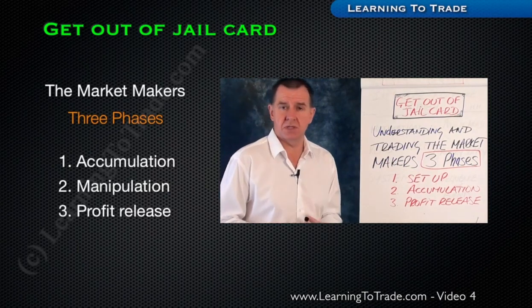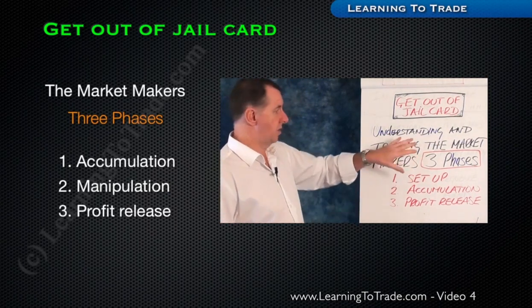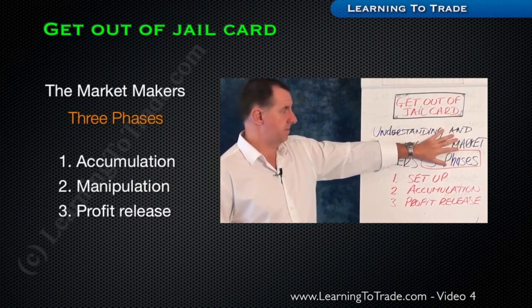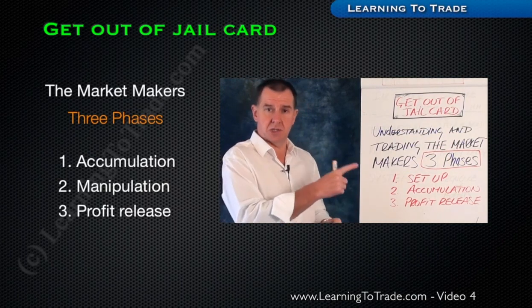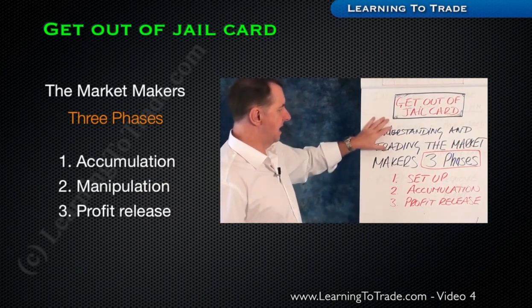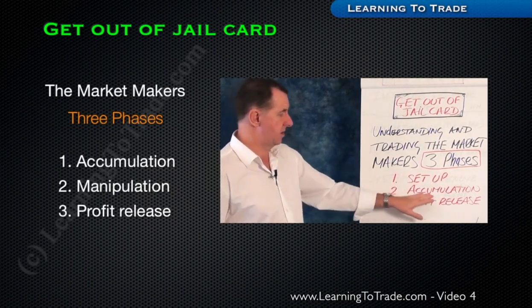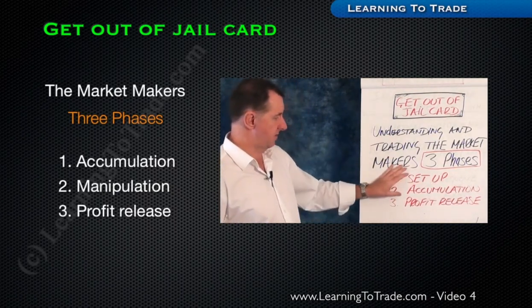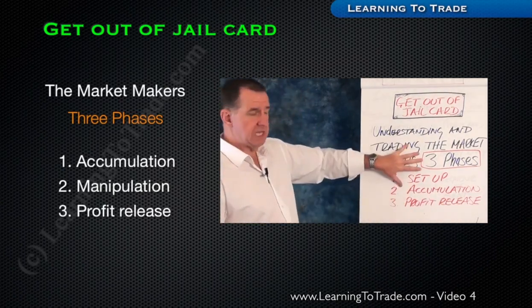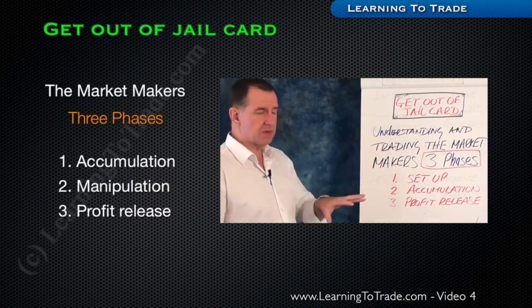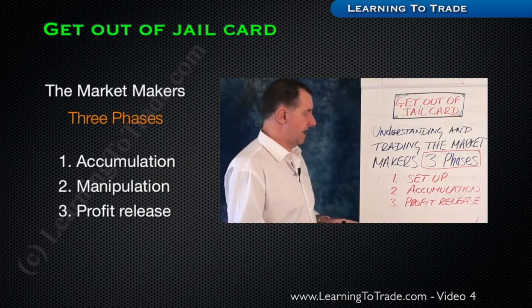Now, most of this DVD course we're going to be talking about the three phases, because this is what this is about. By understanding the three phases of the market, as your get out of jail card, you are going to break the cycle that we looked at on the previous slide. And the three phases are: we have the setup phase, we have an accumulation phase, which is sort of linked into there, and then we have a profit release phase. So just recapping, we're going to understand the three phases of the market makers' business model.